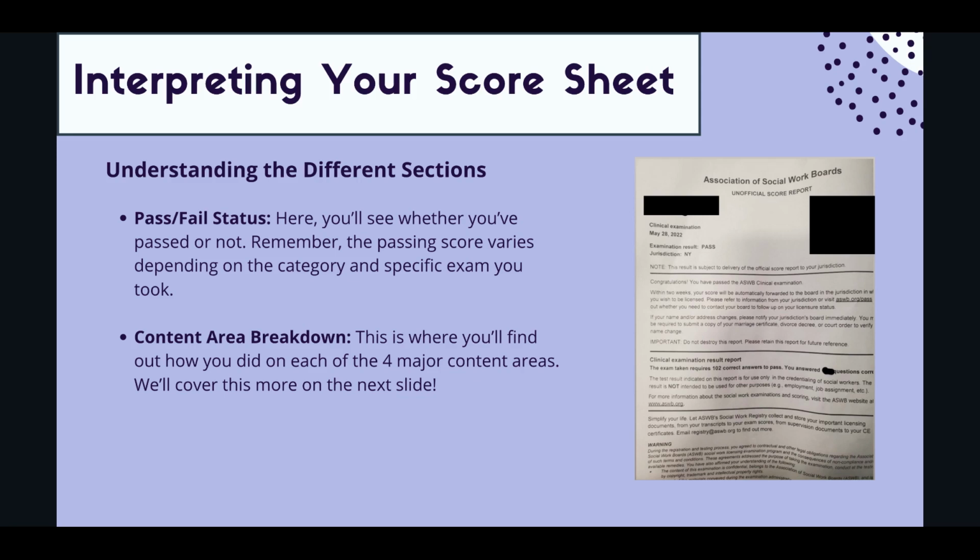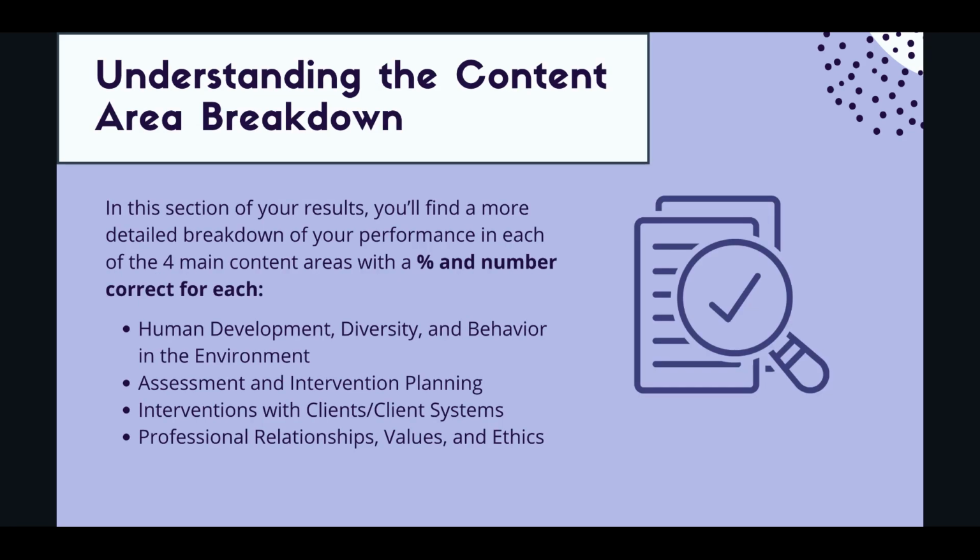You really want to focus your effort on the areas where you didn't perform as well. Of course, you can do a refresher on the areas you did well just to keep them in your mind, but you want to put most of the energy of your studying the next time around into those areas you struggled in. And those 4 areas that you'll get a breakdown in should look pretty familiar. These are the 4 main KSA content areas for the ASWB exam.